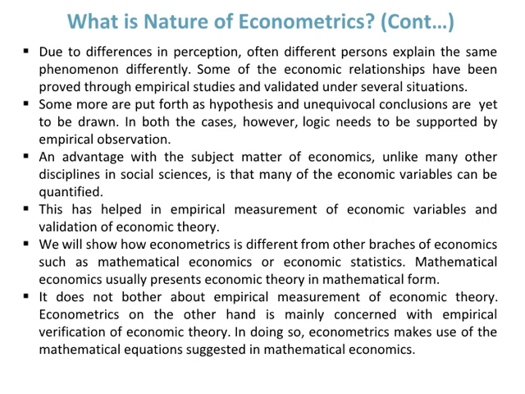Mathematical economics usually presents economic theory in mathematical form. It does not bother about empirical measurement of economic theory. Econometrics, on the other hand, is mainly concerned with empirical verification of economic theory. In doing so, econometrics makes use of the mathematical equations suggested in mathematical economics.